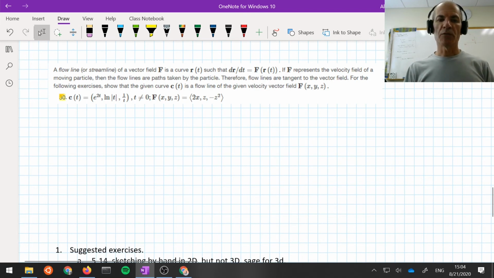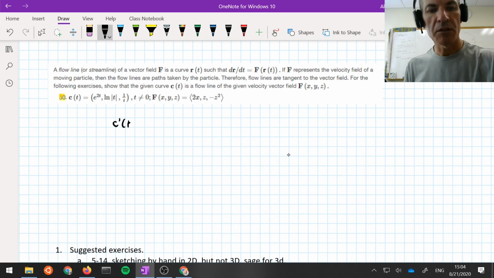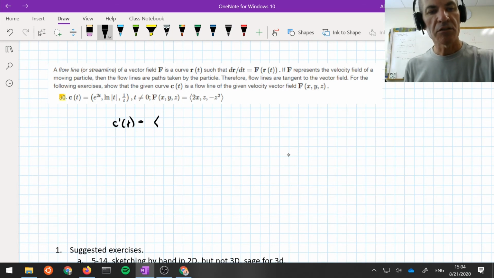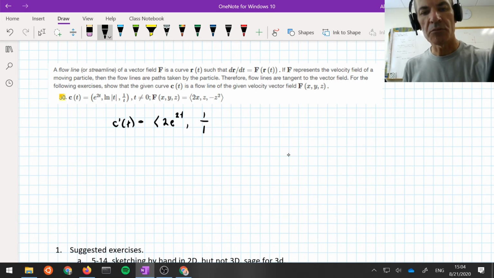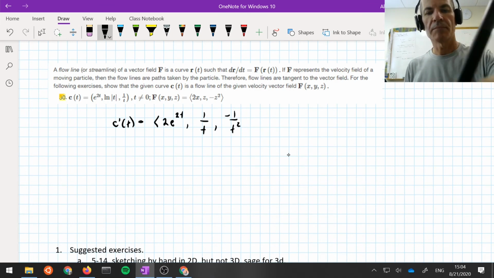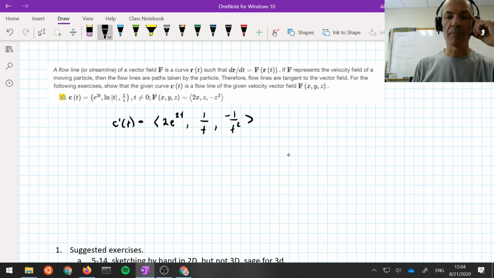So we're asked to verify that this curve is actually a flow line for this vector field. This really means that we need to compute both sides of this equation and show that they're equal. So computing the left-hand side of the equation means computing the derivative of c with respect to time. In that case, the derivative of the first component is 2e to the 2t. The derivative of the second component is 1 over t, and the derivative of the third component is minus 1 over t squared. So that's c prime.